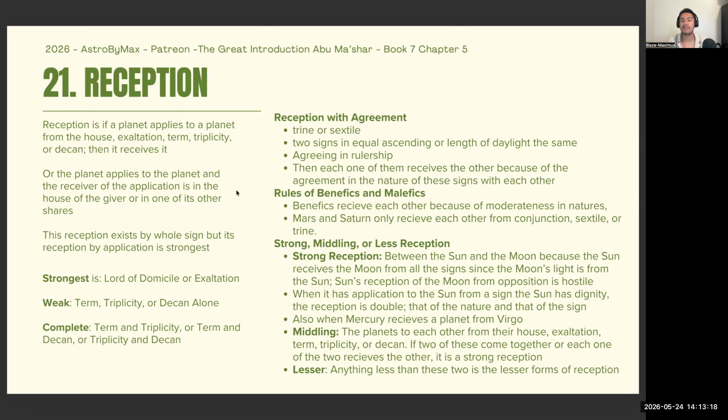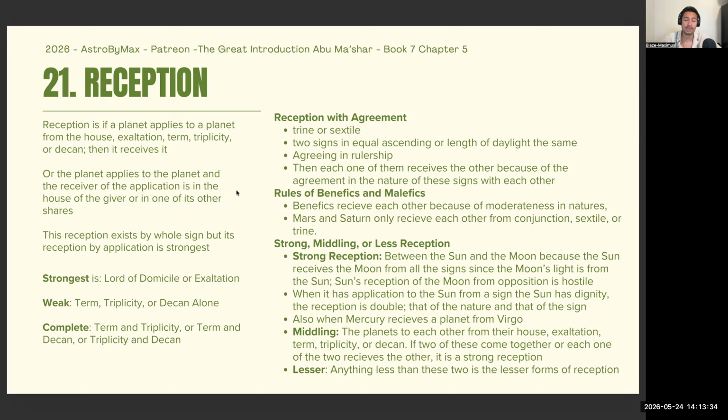That of the nature of the sign, sorry. So the nature of hot and dry, but then also the sign, which is hot and dry. And also Mercury receives a planet from Virgo too.